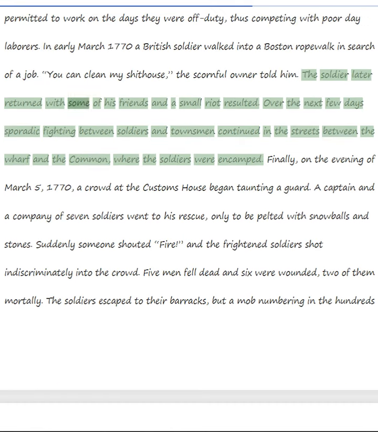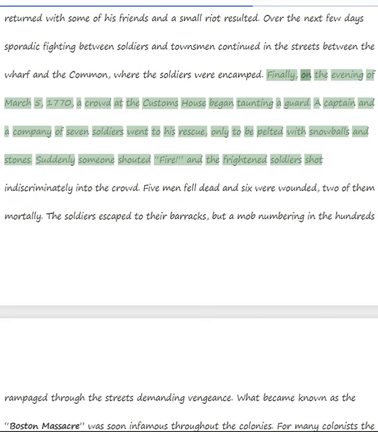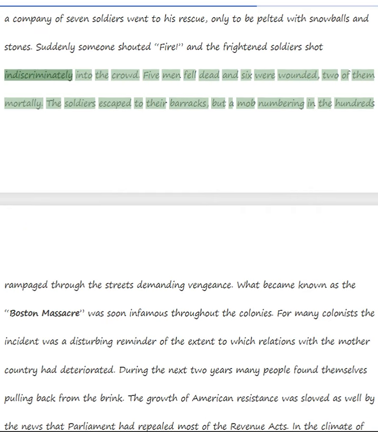The soldier later returned with some of his friends and a small riot resulted. Over the next few days sporadic fighting between soldiers and townsmen continued in the streets between the wharf and the common, where the soldiers were encamped. Finally, on the evening of March 5, 1770, a crowd at the customs house began taunting a guard. A captain and a company of 7 soldiers went to his rescue, only to be pelted with snowballs and stones. Suddenly someone shouted, "Fire," and the frightened soldiers shot indiscriminately into the crowd. 5 men fell dead and 6 were wounded, 2 of them mortally.